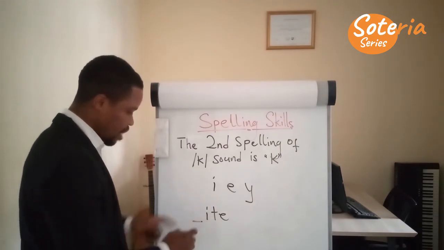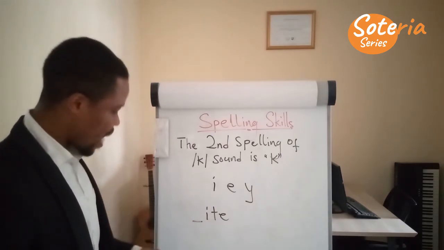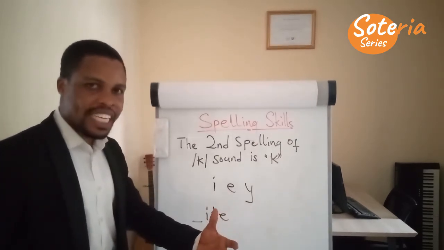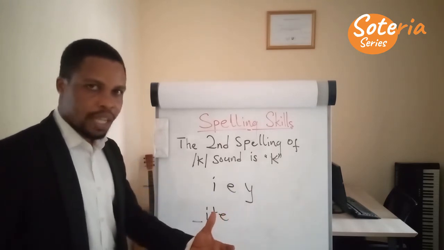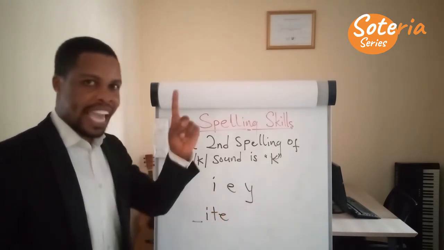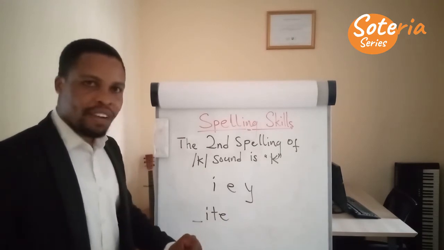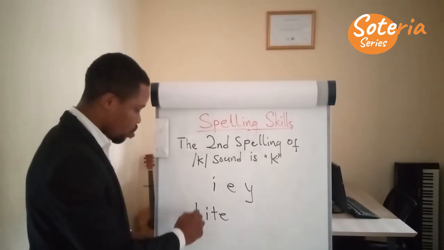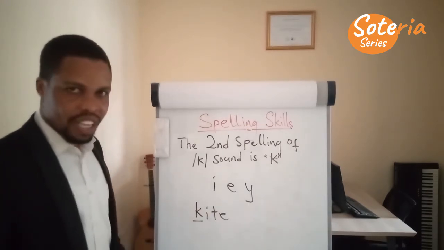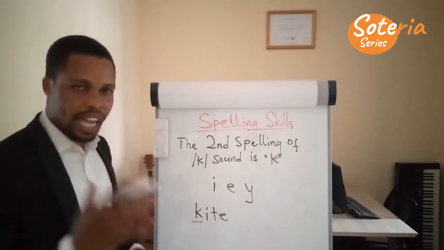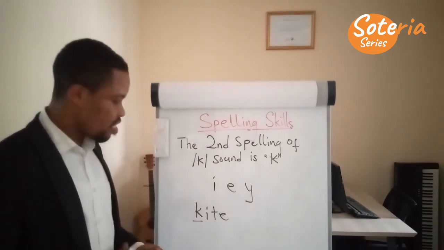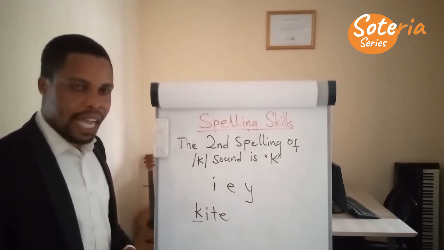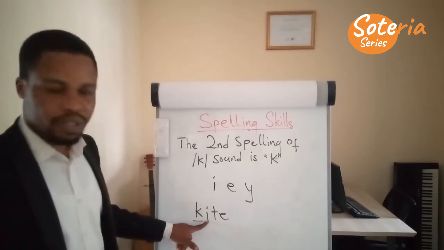So for instance, this word here is kite. Kite. So obviously you can hear the K sound at the beginning, but after the K sound you hear I. So whenever you hear that, then the K sound should spell with K. So that is why kite is spelled like this. You can try out and look for other words with K sound that is being followed by this letter or sound.